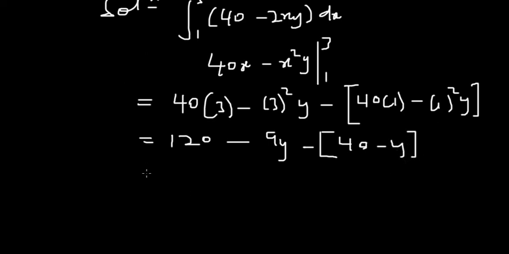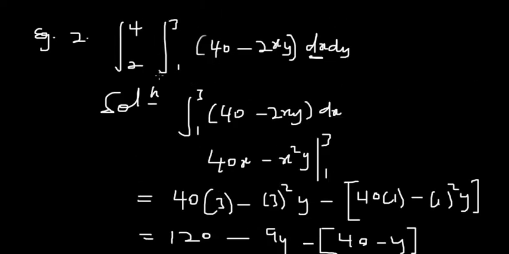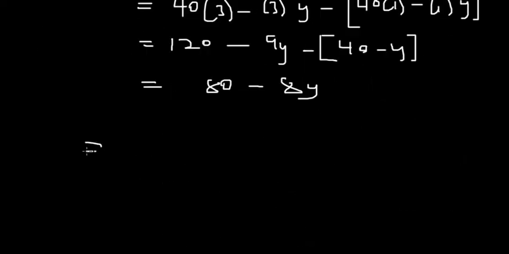Now you could simplify this further. This gives us 120 minus 40, that's 80, minus 9y plus y, so this will give us 8y. From here you could take the second integral, that's from 4 to 2, so we have from 4 to 2, and then we have 80 minus 8y.